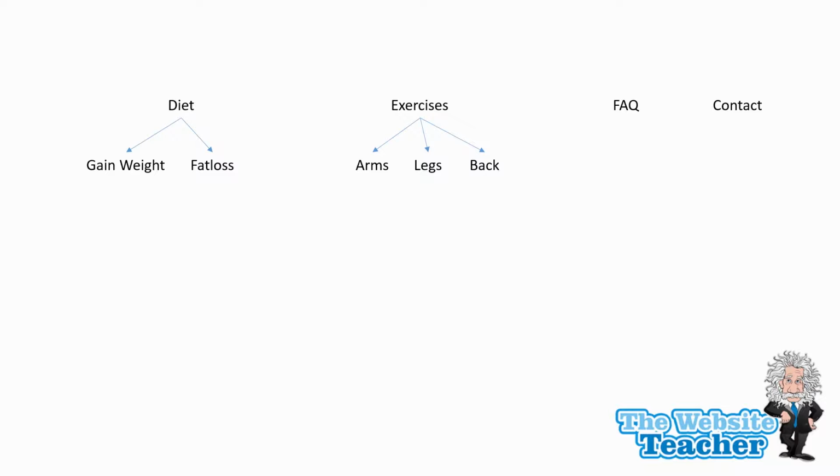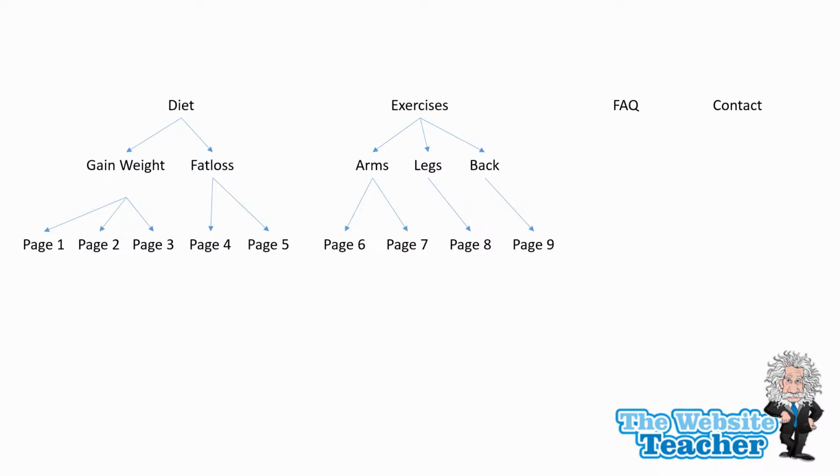But to help you understand, let's add some content to these categories. So for the diet main category, we have the 5 pages added. 3 of them will be under gain weight and 2 will be under fat loss. Arms has 2 pages and legs and back both have a page each. And the FAQ category is a top level category, but has no subcategories. So the FAQ content will be saved directly into the FAQ category. So this is the basic structure of my content.